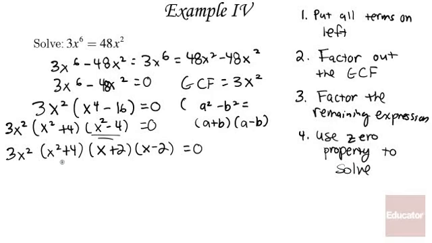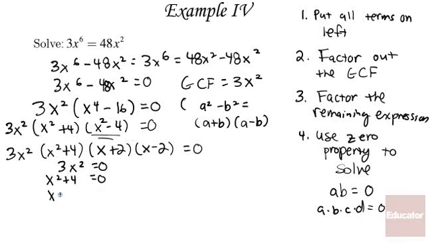And I have 4 terms, but that's fine. The zero property applies to more than 2 terms. So you could have a times b times c times d equals 0, and then either a or b or c or d equals 0. So let's write these all out. 3x squared equals 0. x squared plus 4 equals 0. x plus 2 equals 0, and x minus 2 equals 0. So I'm going to solve these, and these are going to give me my solutions for x.